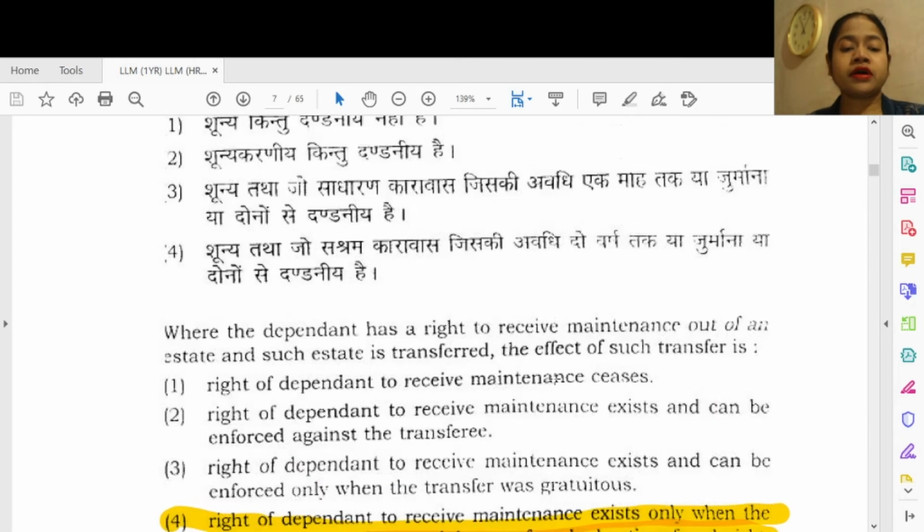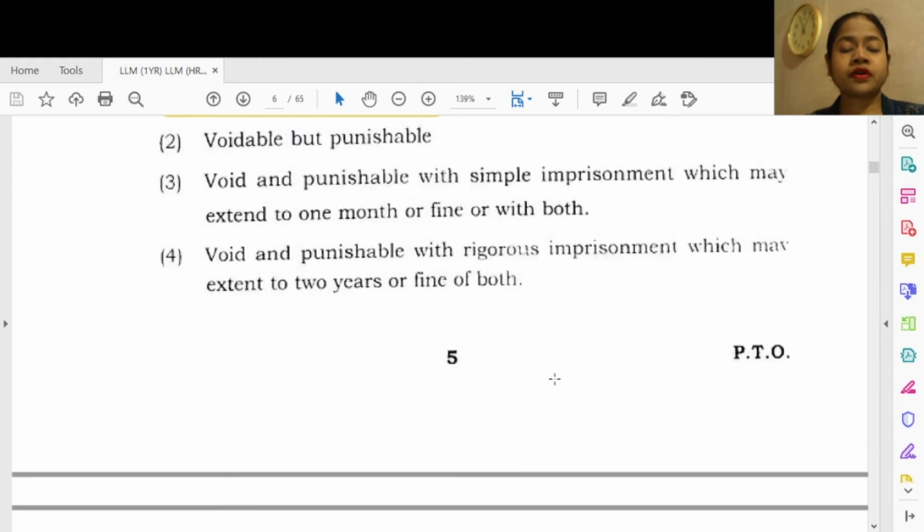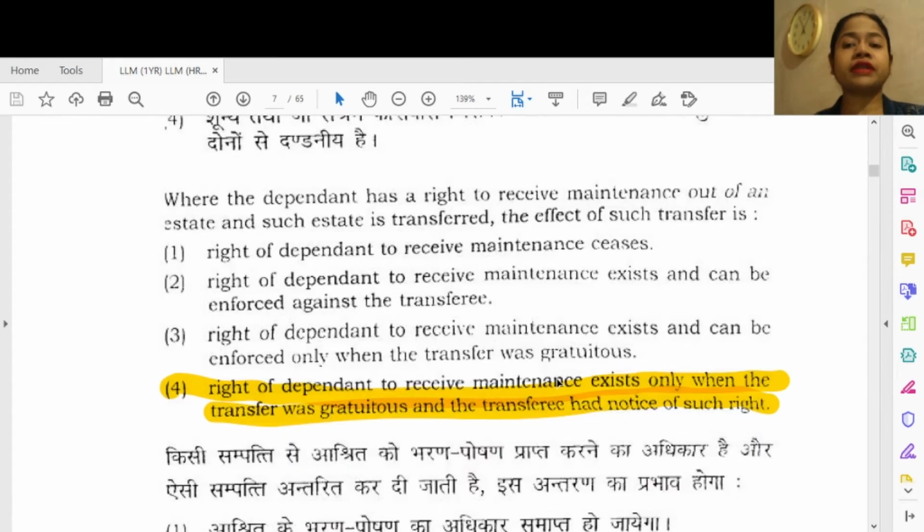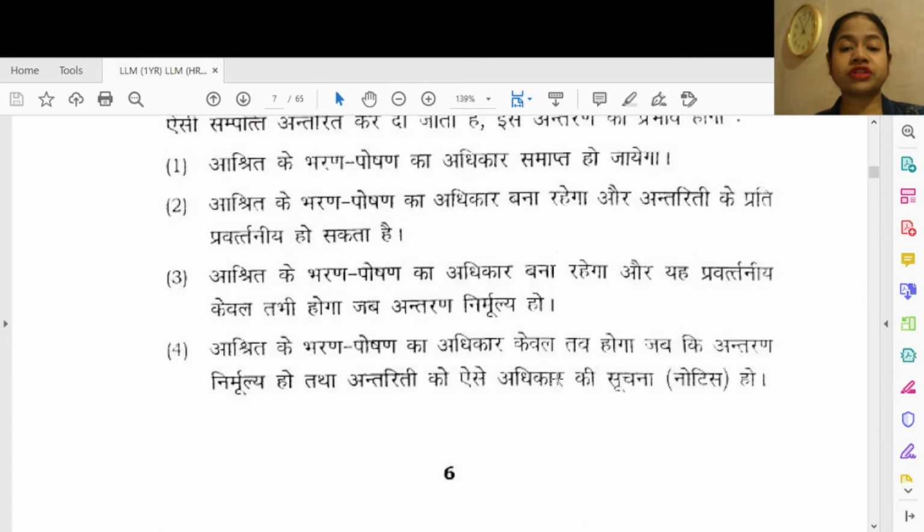Question number 6, where the dependent has a right to receive maintenance out of an estate and such estate is transferred, the effect of such transfer is, this is option number 4, right of dependent to receive maintenance exists only when the transfer was gratuitous and the transferee had notice of such right.